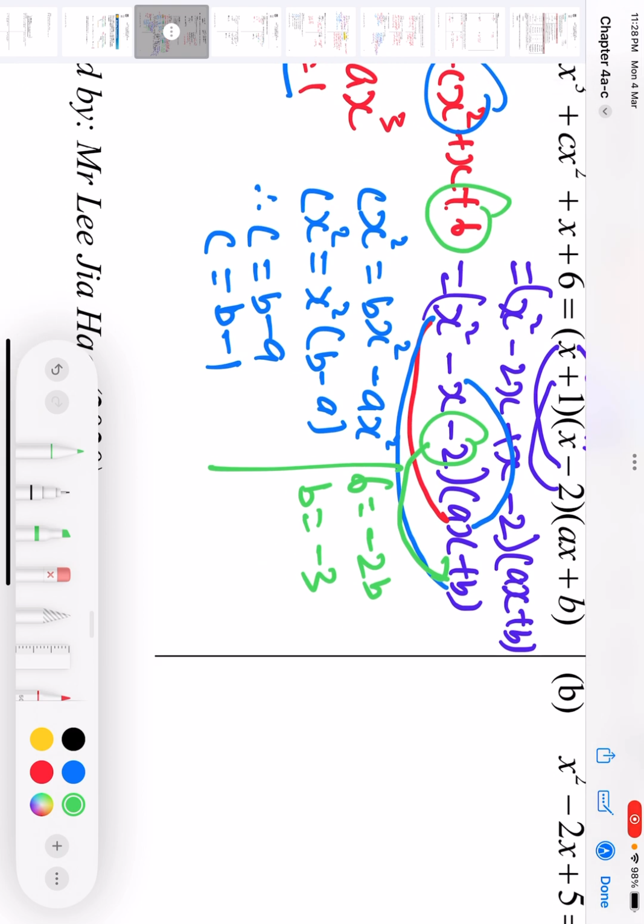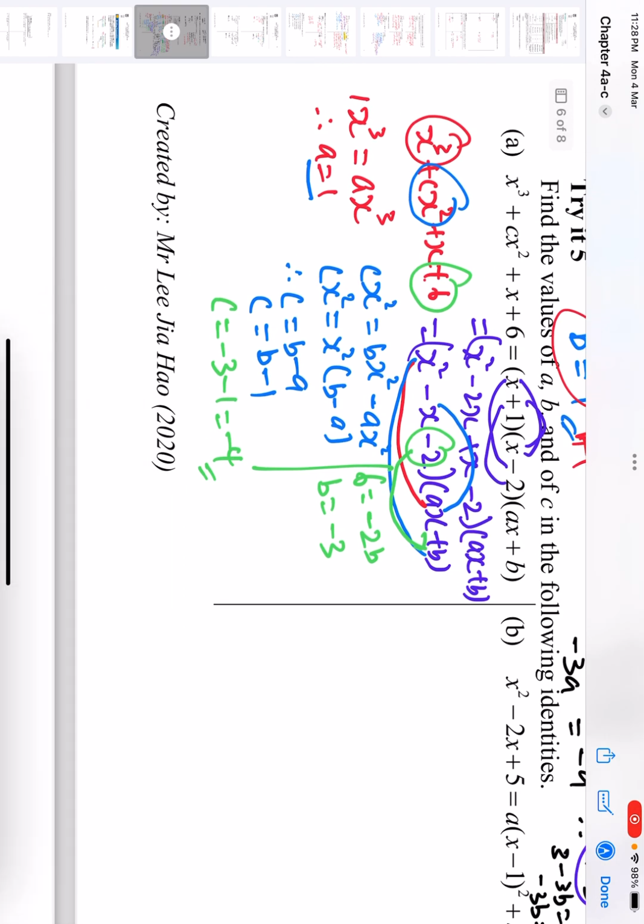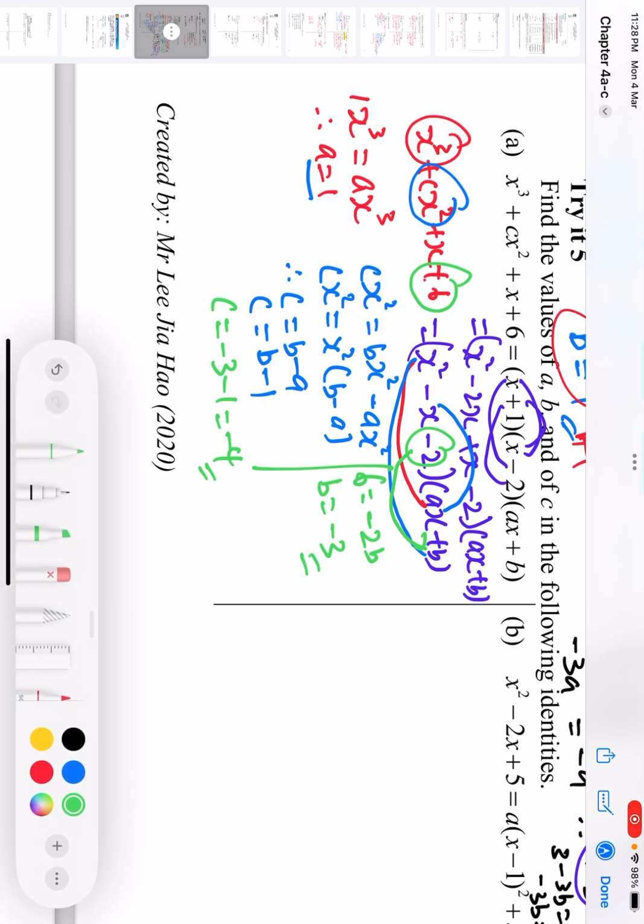If you know what's b, then of course you know what's c. So it's negative 3 minus 1, which gives me negative 4. Okay, so I know my a, I know my b, I know my c. So this is how you do this question. Relatively direct. Like I said, don't rush through these questions. Do it slowly. After you watch it, do it yourself, if you haven't already done it.